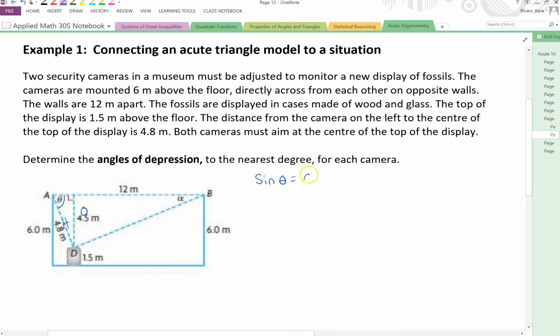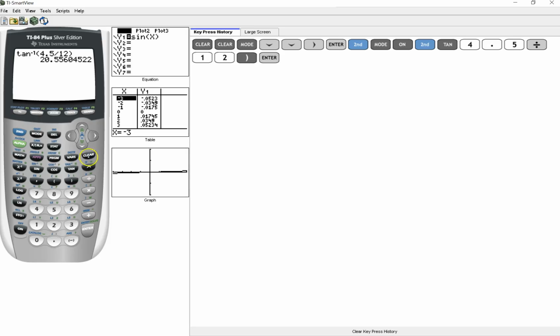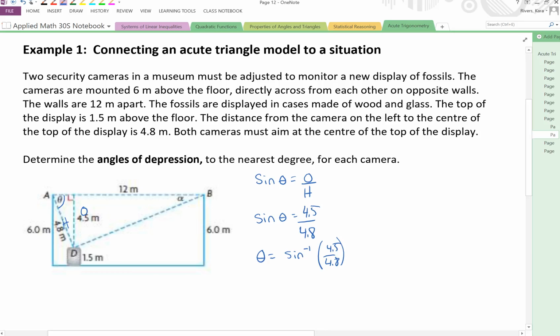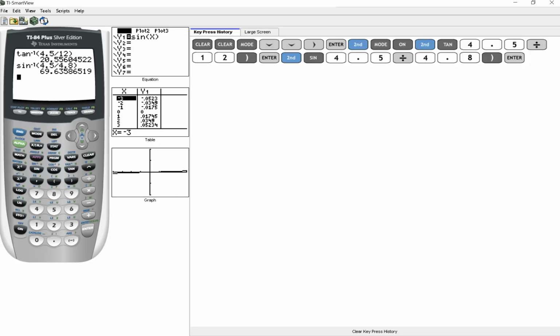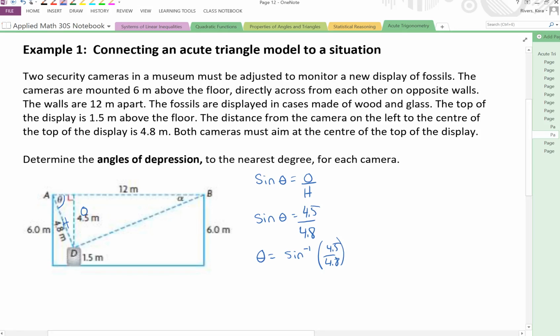So sine of theta. Plug in what I know. I know that the opposite side is 4.5 and the hypotenuse is 4.8. I'm not solving for the sine of theta, but I'm solving for theta. So to do that, I would go inverse sine of 4.5 over 4.8. All right, let's plug that into our calculators. So second sine 4.5 over 4.8, and I get 69.64 degrees. Now, looking at our question here, to the nearest degree, so I can round that to 70 degrees. All right, so theta is equal to 70 degrees.